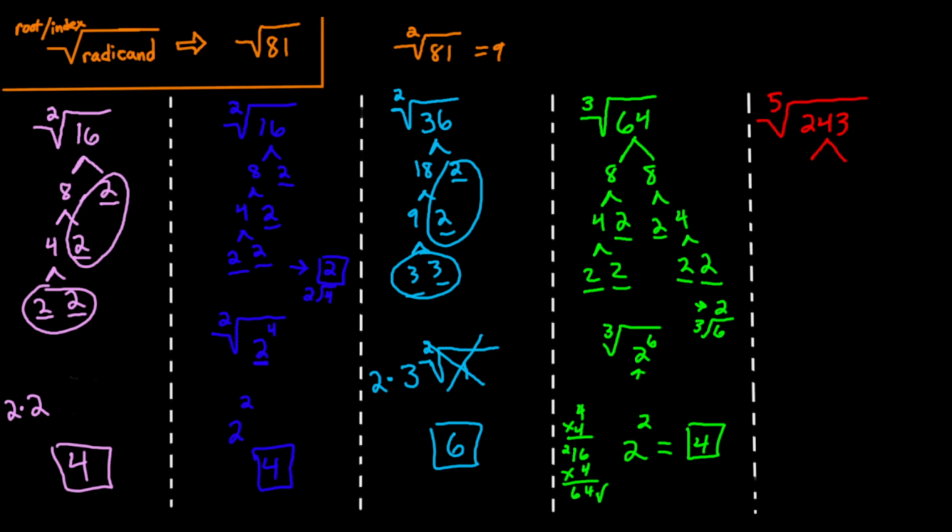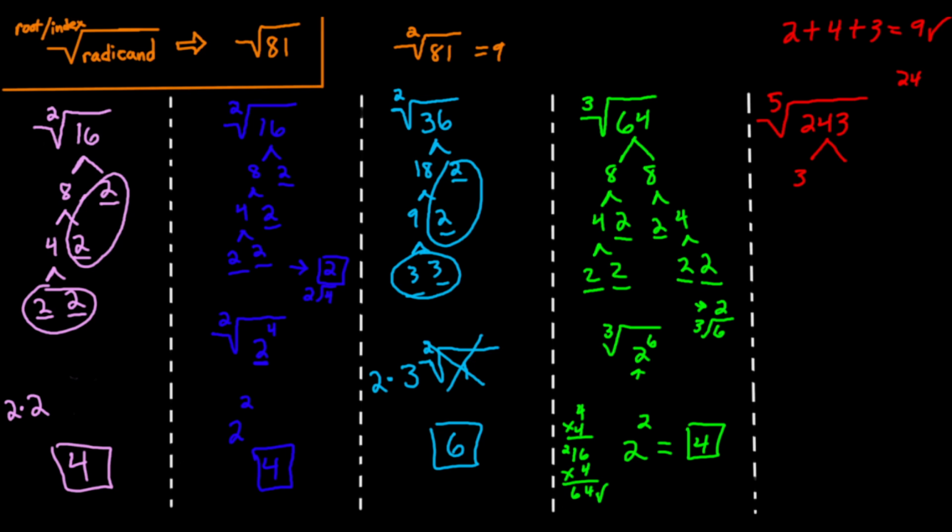So is 243 divisible by 3? Well, remember we have to add up the individual digits of 243. 2 plus 4 plus 3. 2 plus 4 is 6, and 6 plus 3 is 9. And we ask, is this number divisible by 3? Yes, 9 is divisible by 3. So 243 is divisible by 3. So it's going to be something times 3. But what is that something?